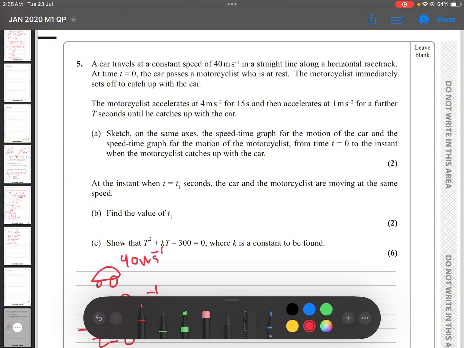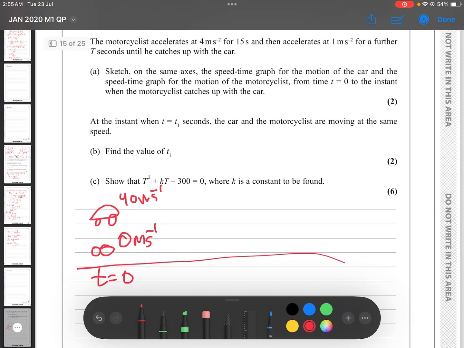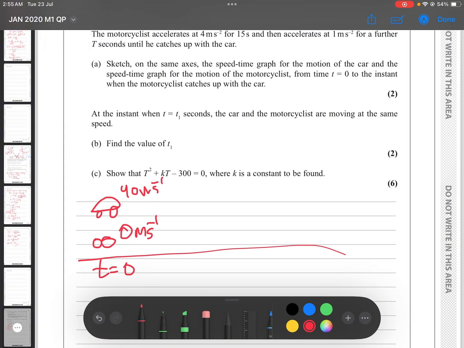Now the motorcyclist accelerates at 4 meters per second squared for 15 seconds, and then at 1 meter per second squared for a further t seconds. So 1 meter per second squared for a further t seconds. This part is t. I don't know until what time it goes.